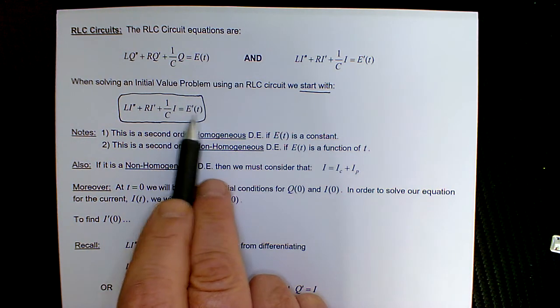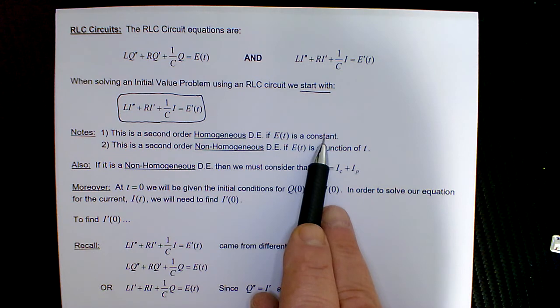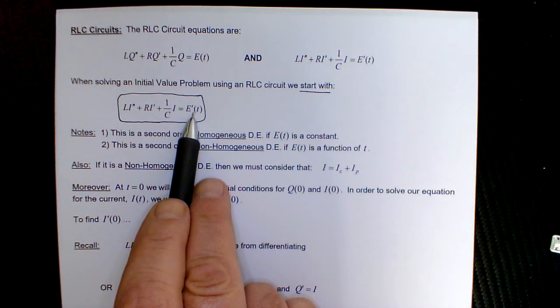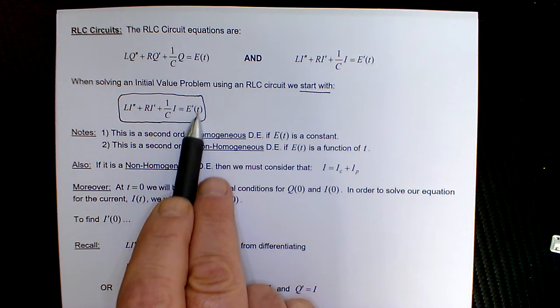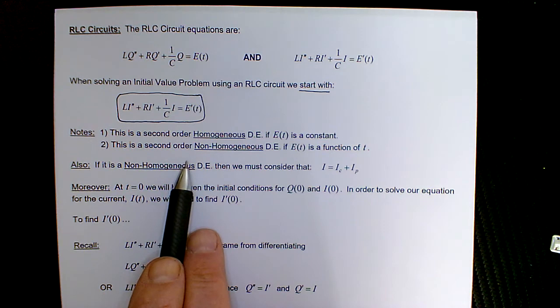One thing to note is that E of t here, it's not E of t, it's E prime of t. So if E of t is a constant, like 50 volts, whatever, E prime of t is going to be 0, so therefore this would be homogeneous because it would be equal to 0. So then we just simply have a second order linear homogeneous differential equation with constant coefficients.